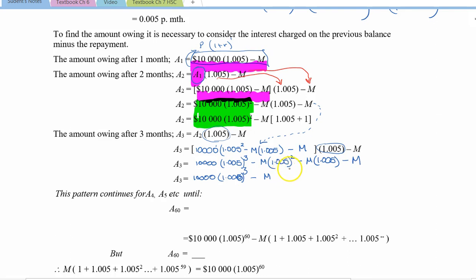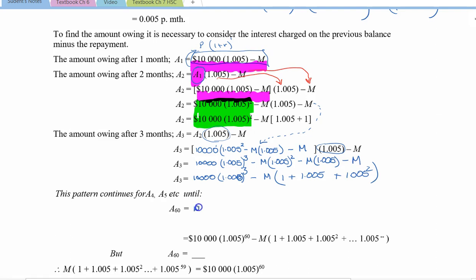I'm going to rewrite it as taking this m out first, and then this one, and the first one there. And you can see we're developing a GP. What that does then is allows us to set up or hopefully recognise the pattern, see what's going on, and set up, using that pattern, now an expression for A60.